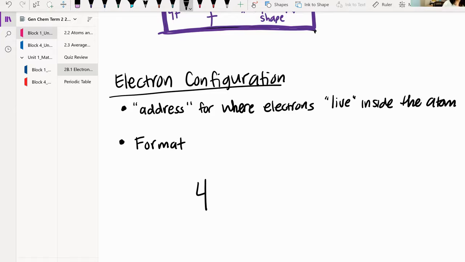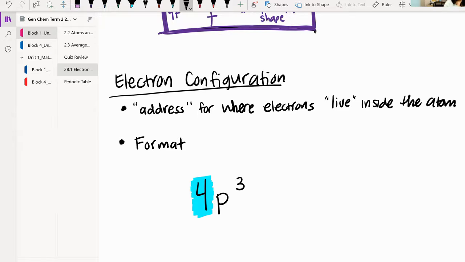Let's say it says 4p, exponent 3. Let's say some electrons have this address of 4p3. Well, what does this mean? The coefficient in front of the letter, that big number, this 4 right here, and I'm going to highlight this. That number 4 tells us what energy level the electron lives in.